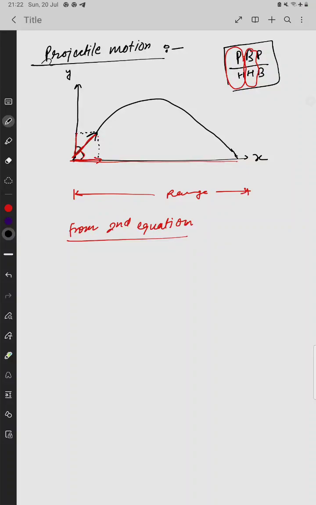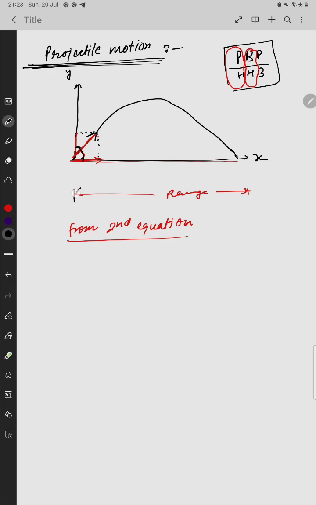Hello student, let's try to understand this. This is projectile motion. Projectile motion is when a body is thrown in the atmosphere at a certain angle, student. So it makes a parabolic path, where only one force is acting, student, that is gravitational force.